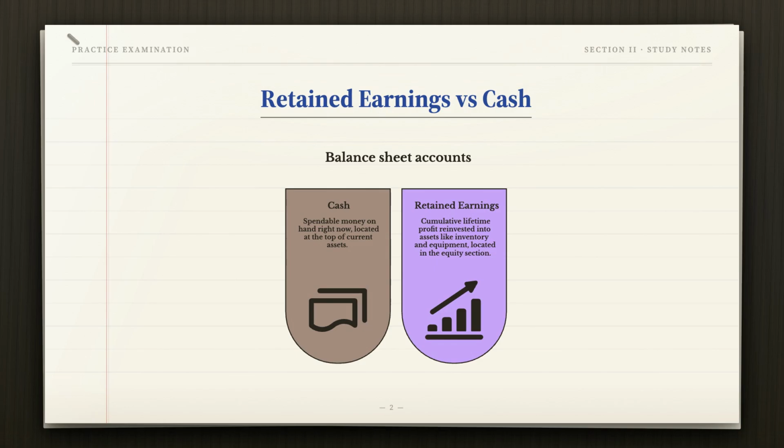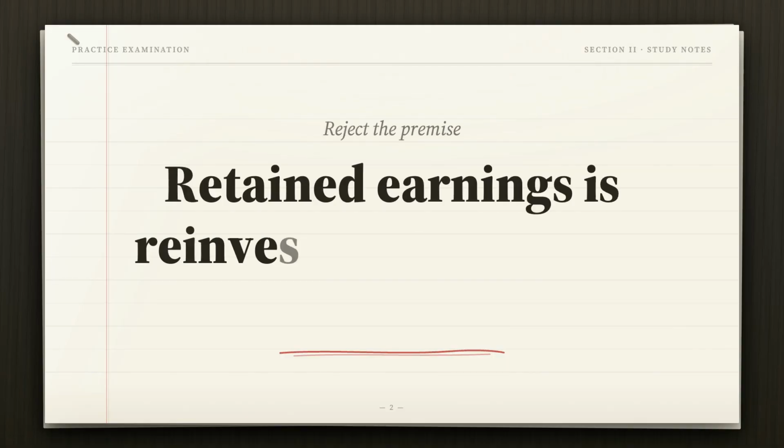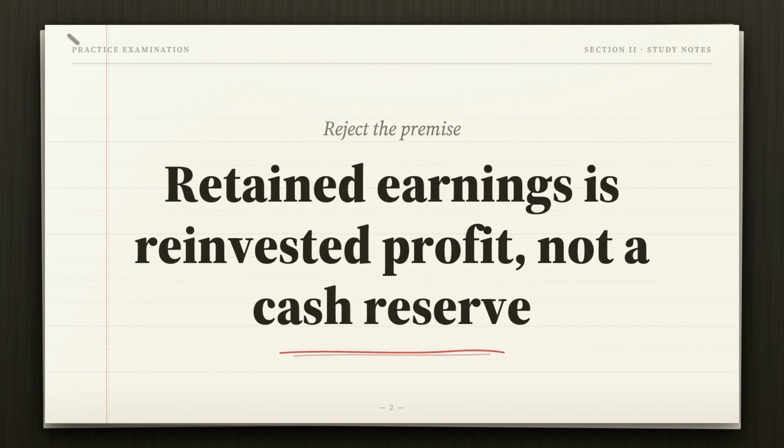A company can have huge retained earnings and little cash, or the reverse. Whenever a question describes retained earnings as money set aside or held in reserve, that's the trap. The real cash position is found on the cash line and nowhere else.